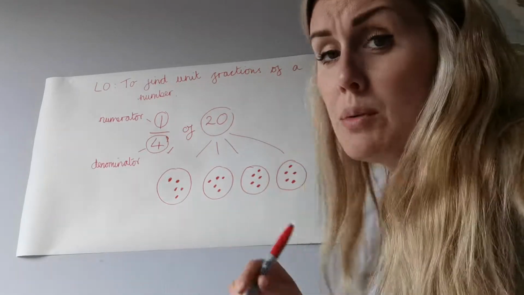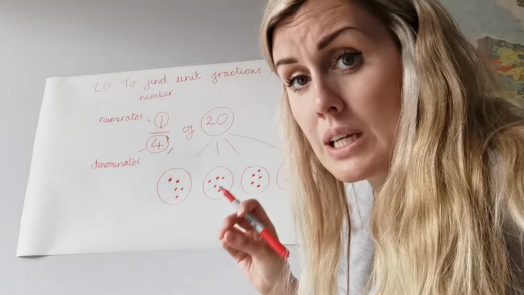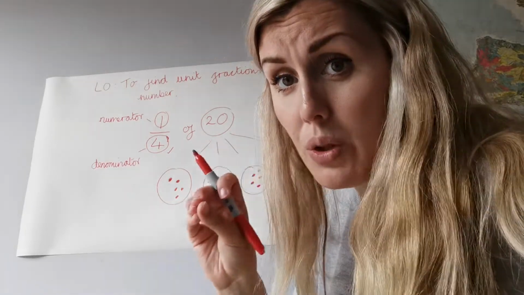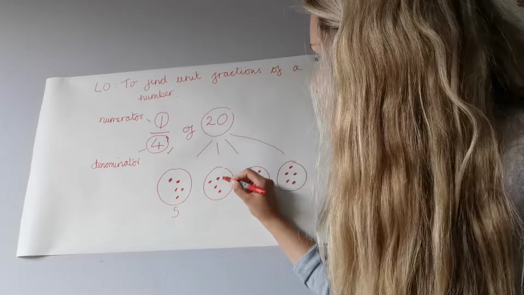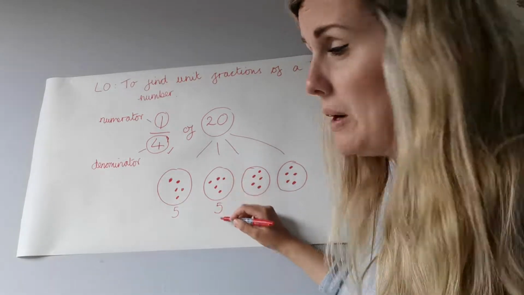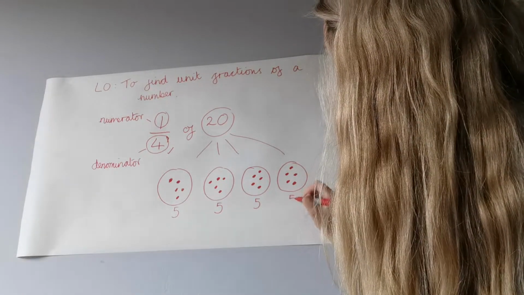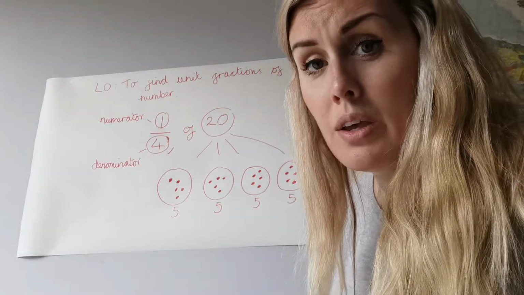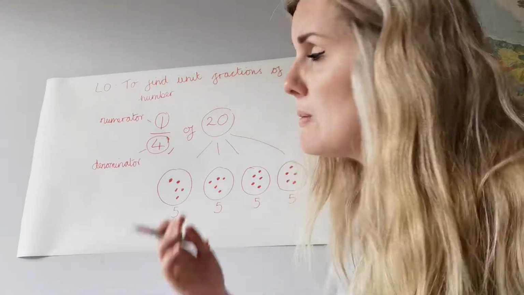Now I'm going to double check that there are equal groups, so an equal amount of dots in each group. 1, 2, 3, 4, 5. 1, 2, 3, 4, 5. We're doing well. 1, 2, 3, 4, 5. 1, 2, 3, 4, 5. Perfect. So we know that there are 5 in each group. We've split them into quarters.